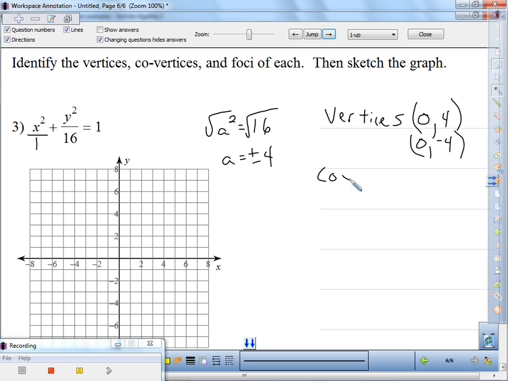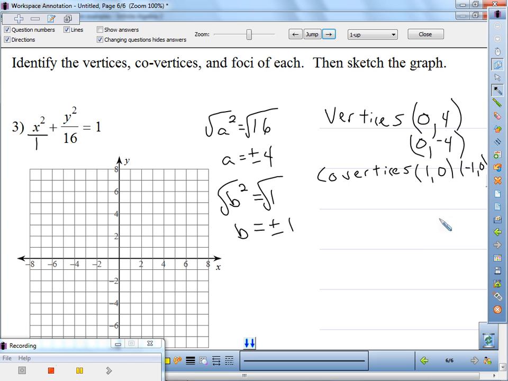So then our co-vertices has to be on the other axis. But the smaller of the two here, again, is 1. So b squared is equal to 1. Take the square root. B is equal to plus or minus 1. So now, is this going to be in the x or the y? Alright, x. That's going to be x. 1, 0, and negative 1, 0. So that's our co-vertices.